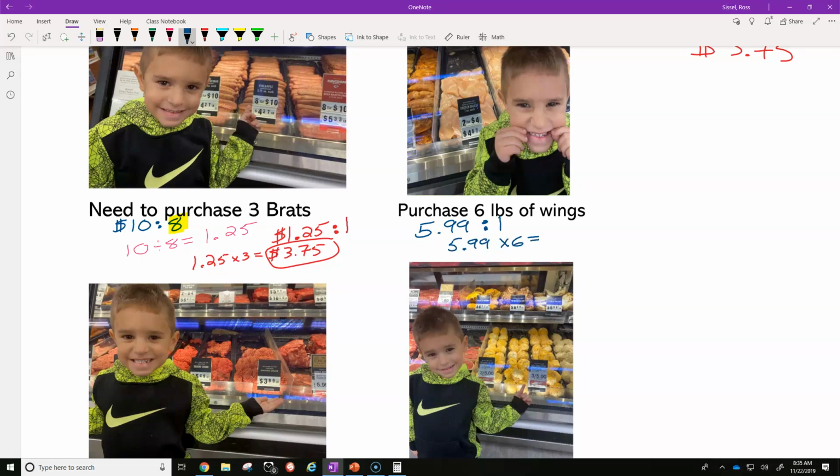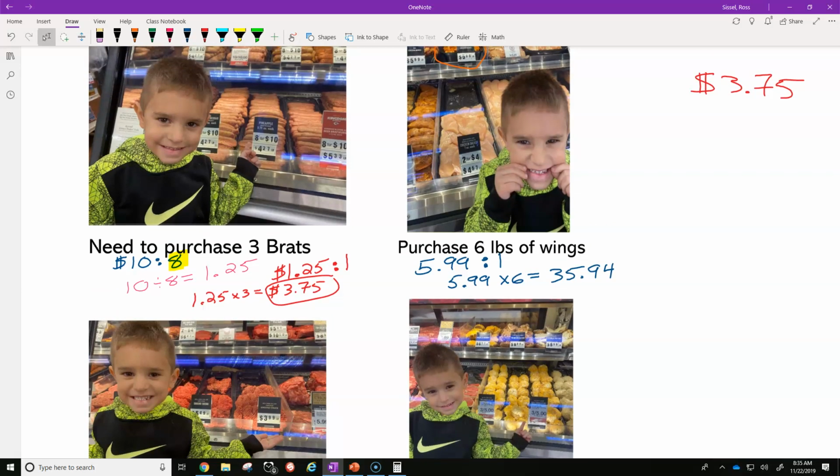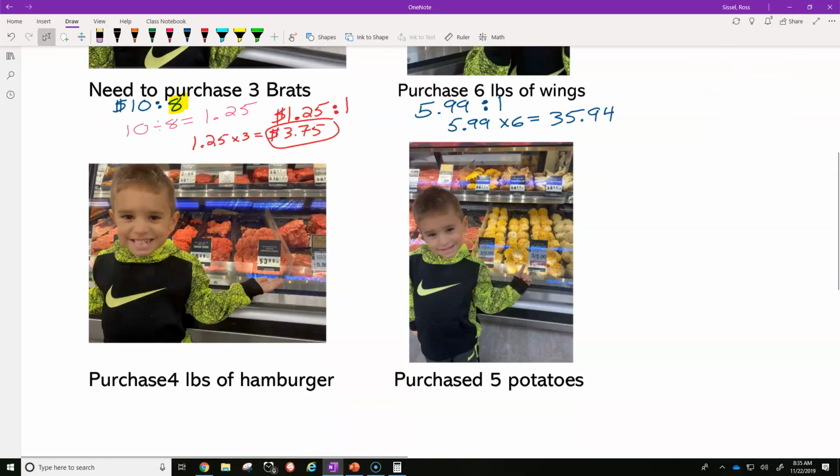multiplied by 6, which, who was that? What'd you get? Oh no, $35.94. I guess I can use my calculator, but I'll trust you. Now I'm up to my grocery bill being $35.94.